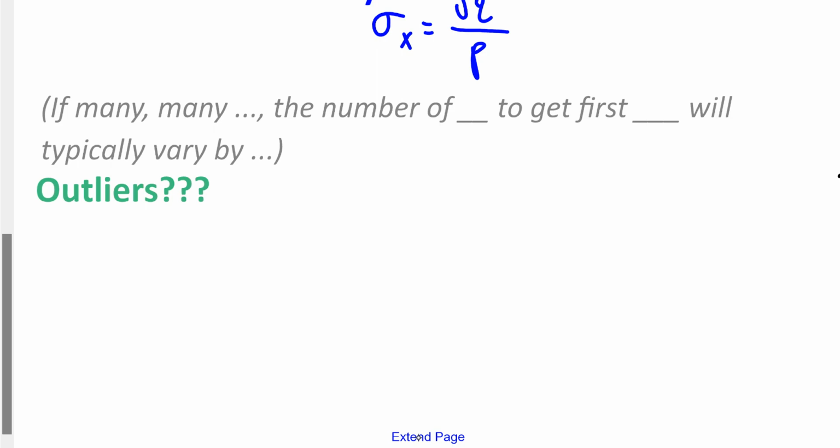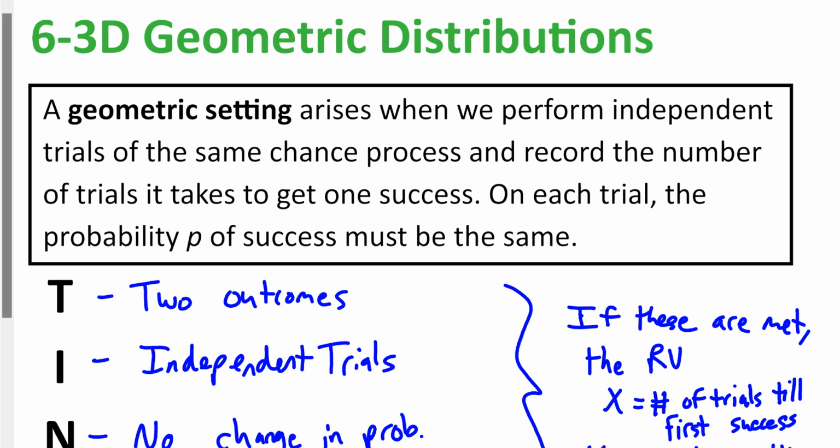We can say if our probability is unusual, just like we have in the past. But that's what I wanted to get to with geometric settings or geometric distributions. Similar, but one main thing that's different from binomial is that you keep going until you get a success.